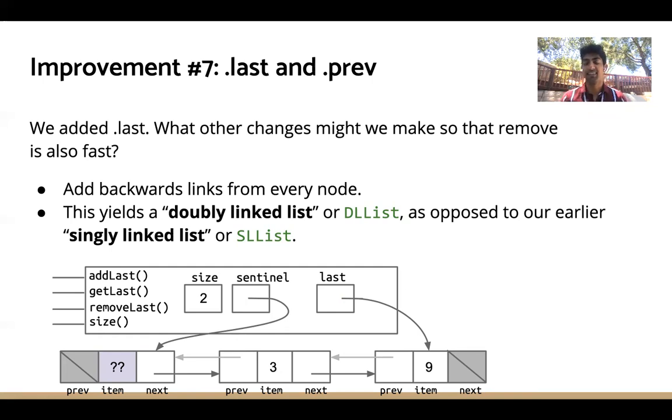Okay, and this is the doubly linked list, also called the DL list. And this is an improvement from the singly linked list or the SL list. And that was the name of the SL list, singly linked. I'm not sure if I ever said that. Singly linked, SL list. So doubly linked, DL list.